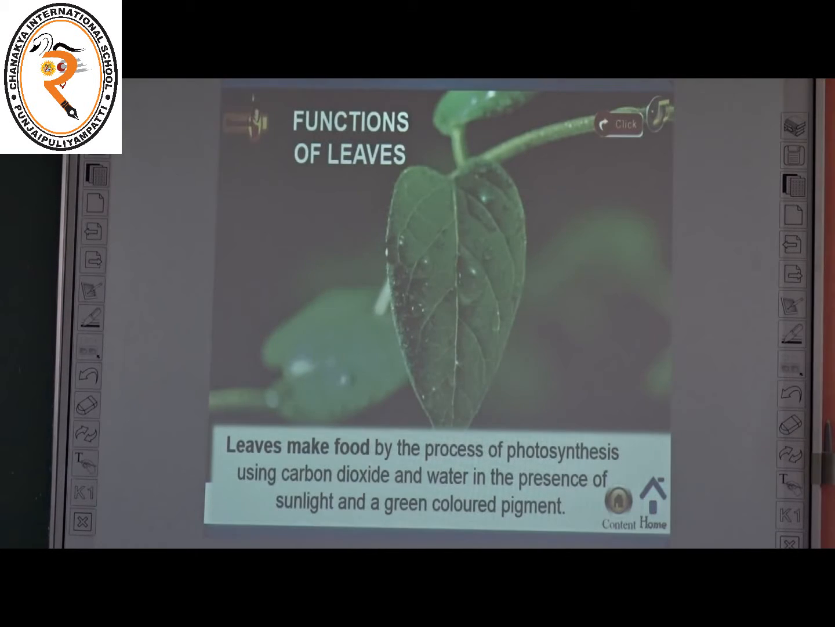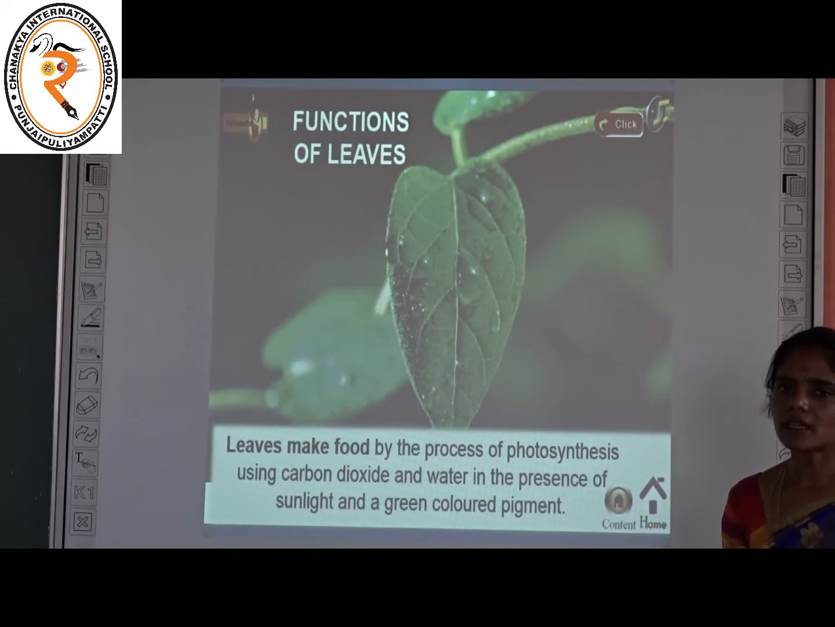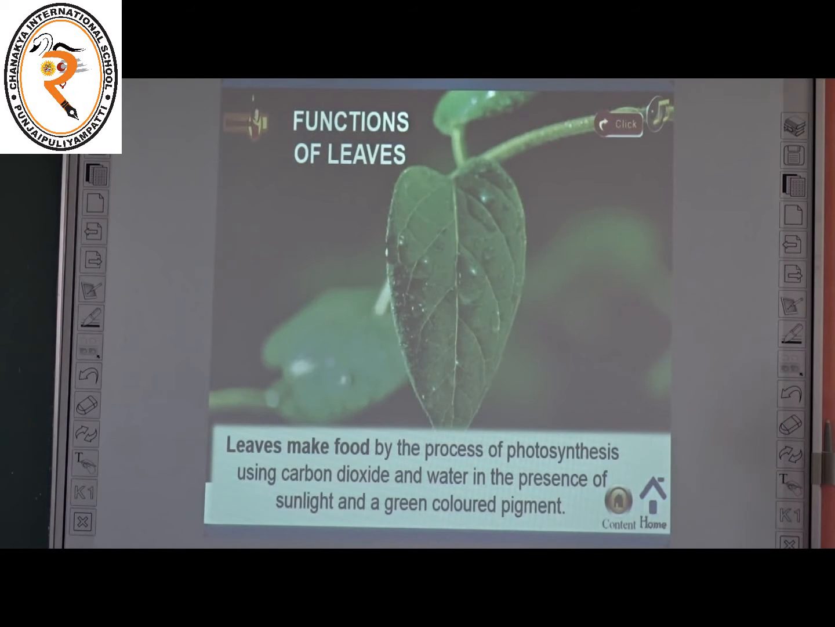And the next one, what is the function of leaves? We already know, what is the main function of leaves? Leaves only prepare the food for the plant. See, leaves make food by the process of photosynthesis using carbon dioxide and water in the presence of sunlight and green colored pigment, that is chlorophyll. So this is called photosynthesis. So what are the essential things to do photosynthesis? A plant needs air, sunlight, water and chlorophyll.